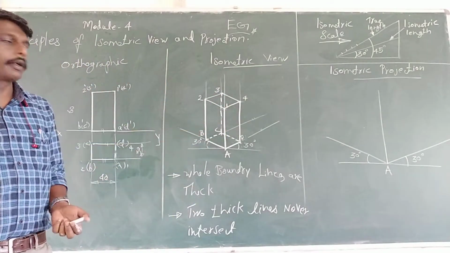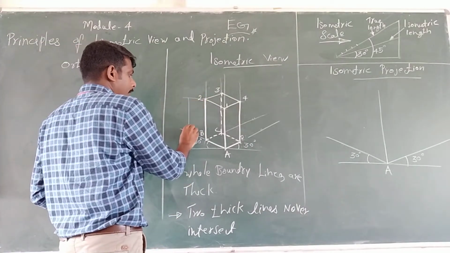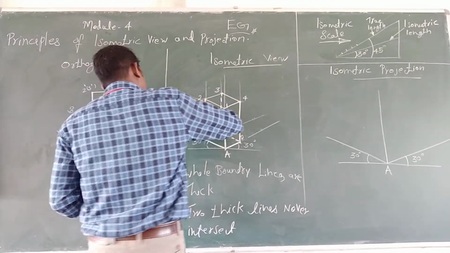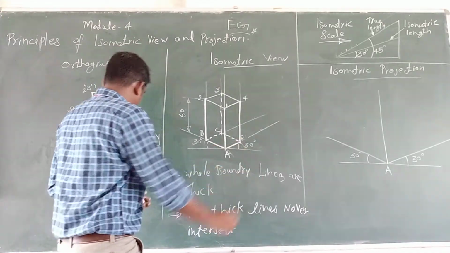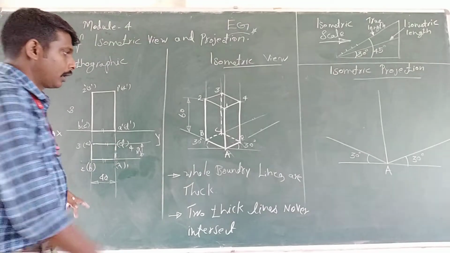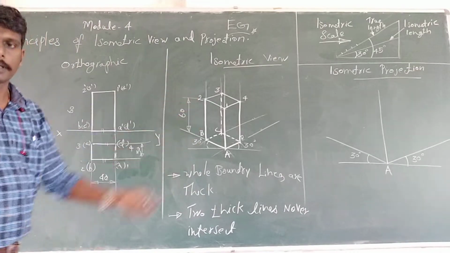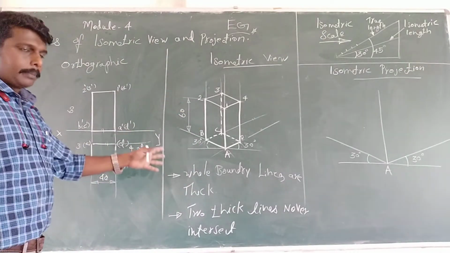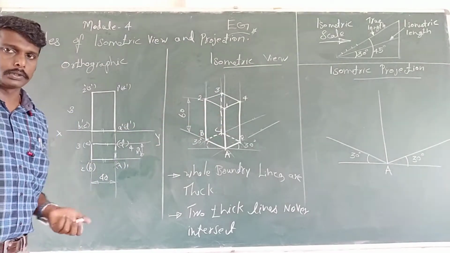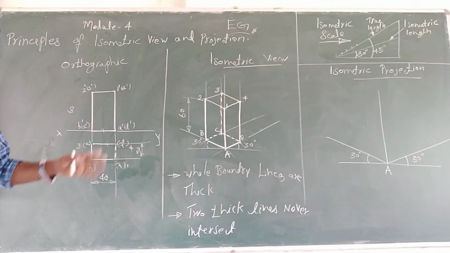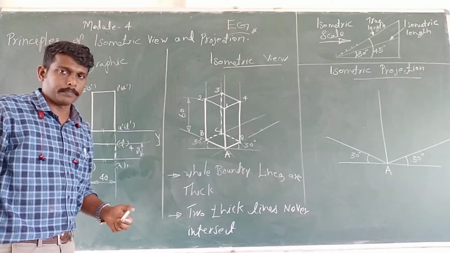This is the complete isometric view of the solid. The height is 60. There is base A to D, A to B is 80 and A to B is 40. This is the isometric view. It's simple. But what is isometric projection of the solid? Here I am discussing the isometric projection, or how to draw the isometric projection of the solid.